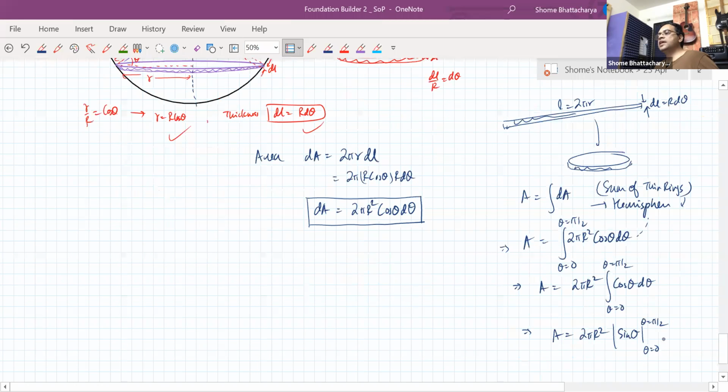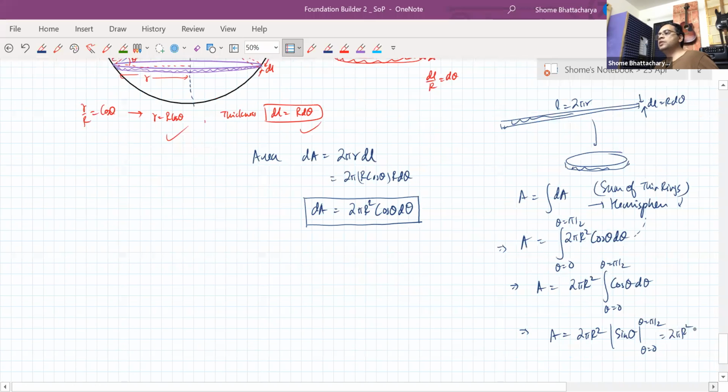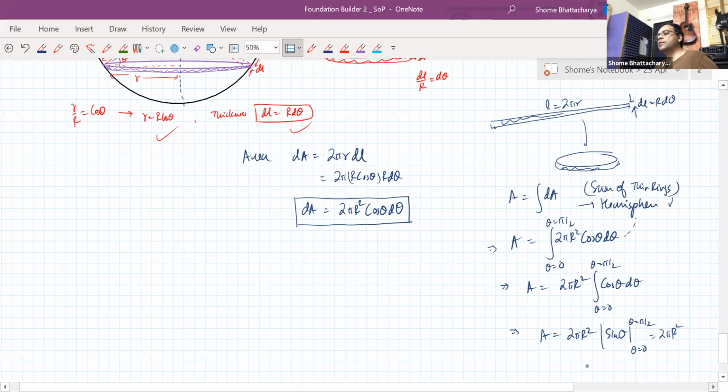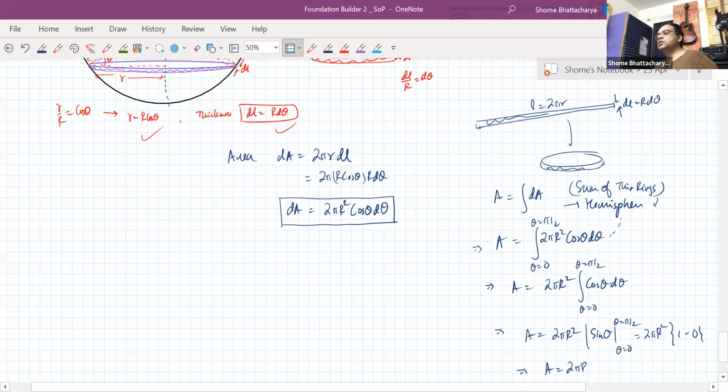And the lower limit will be sine 0, which is 0. This is 1 minus 0. So as expected, the area of the hemisphere is 2 pi r square. Or if we were doing it for the full sphere, we would have taken theta from minus pi by 2 to plus pi by 2. Or we'd just calculate the area of the hemisphere and double it. So this is how to calculate the surface area of a hemisphere by integration.